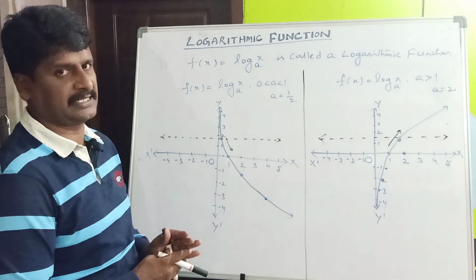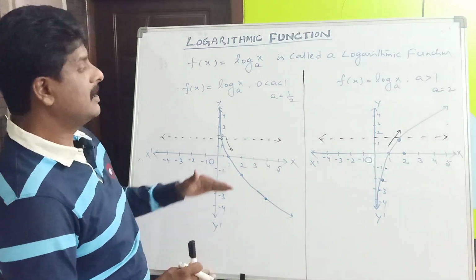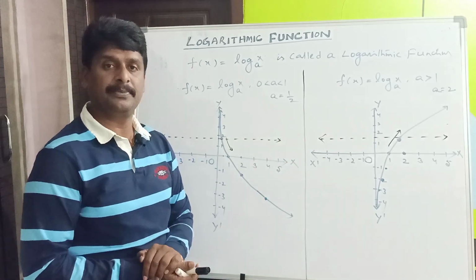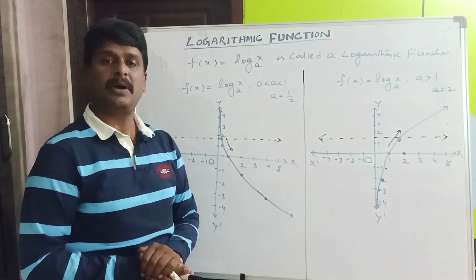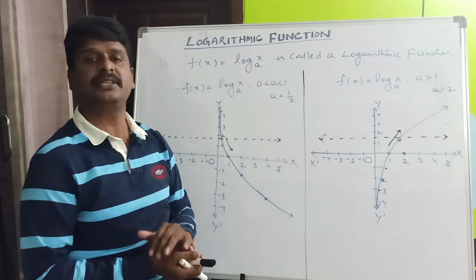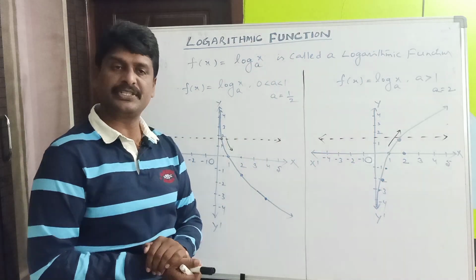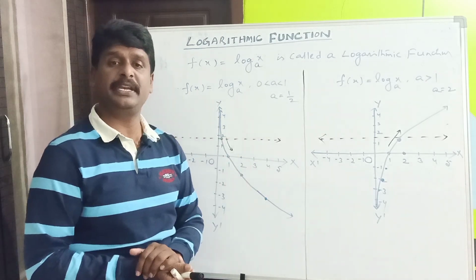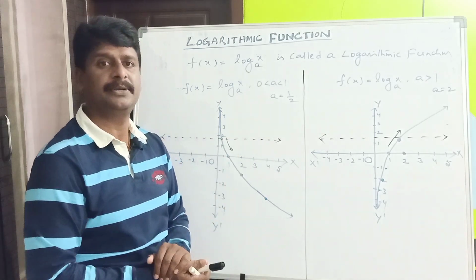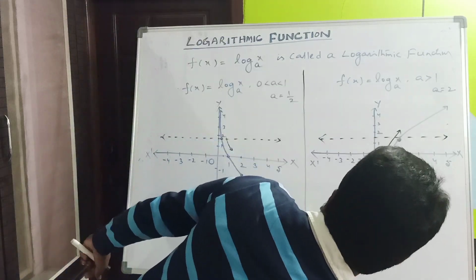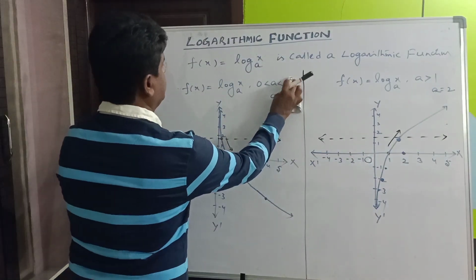So whichever the case, the graph is always one-one. Domain is always positive real numbers. Range is minus infinity to plus infinity. There is no minimum value, no maximum value. It is not a periodic function because its graph never repeats after a certain stage. So these are the cases. Now, I will write the properties.